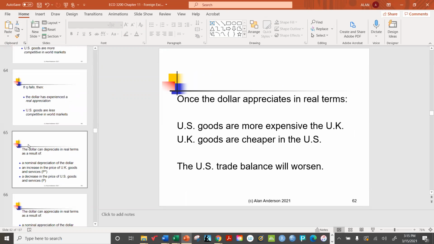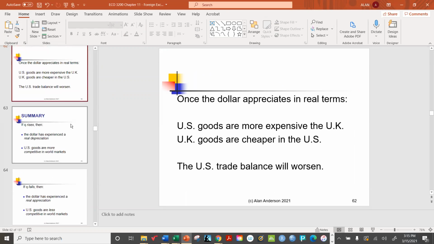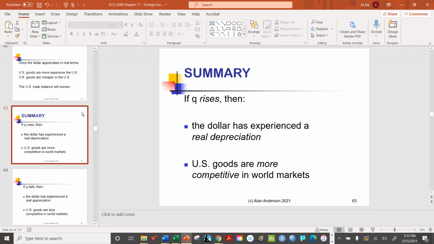Well, so what we're going to do now is summarize this a little bit, just to remind ourselves what is going on. What is the relationship between our trade balance and the real exchange rate? If Q rises, that represents a real depreciation. And that means our goods are more competitive in world markets, which means that our trade balance should improve.